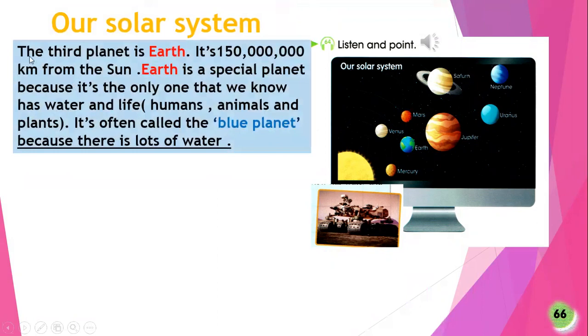Now, the third planet is Earth. It's 150 million kilometers from the Sun. Earth is a special planet because it's the only one that we know has water and life, humans, animals, and plants. It's often called the blue planet because there's lots of water.